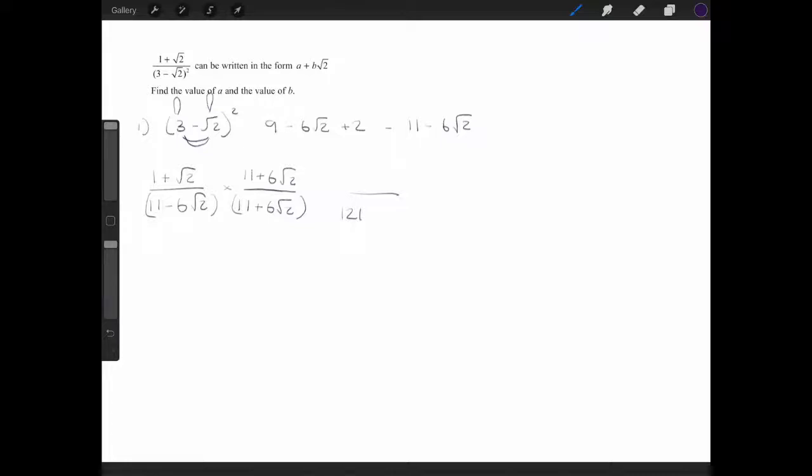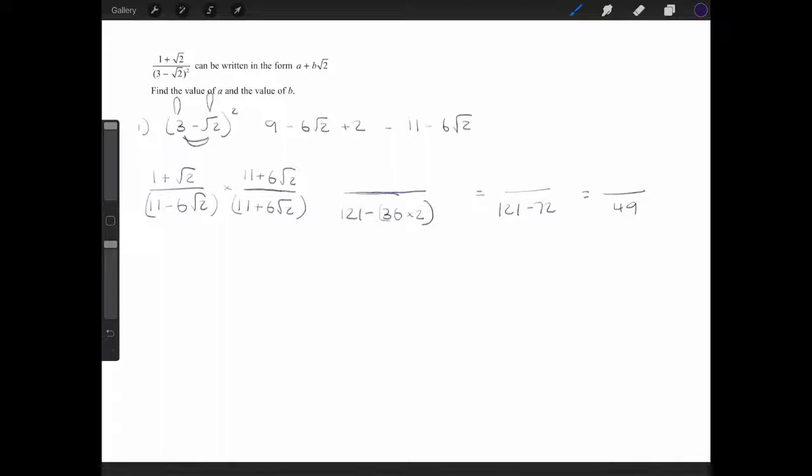And then all I need to do is work out negative 6 root 2 multiplied by positive 6 root 2, and of course that will be 6 times 6 is 36, and root 2 times root 2 is 2, so it will be 72, and I'm taking away because I've got a negative and a positive, so that eventually will lead to 121 take away 72, which gives my denominator as 49, okay? So I've done all that step and I've got my denominator now.